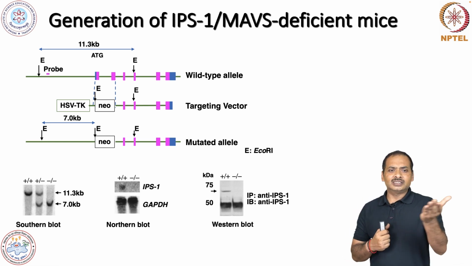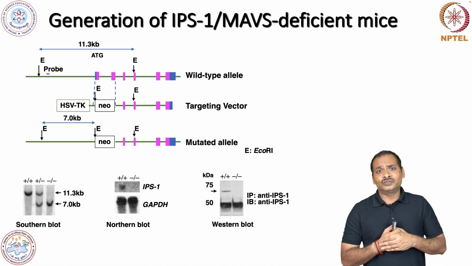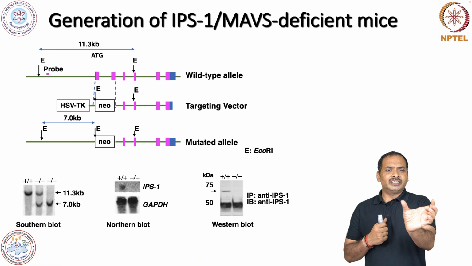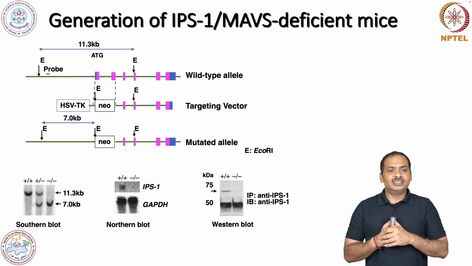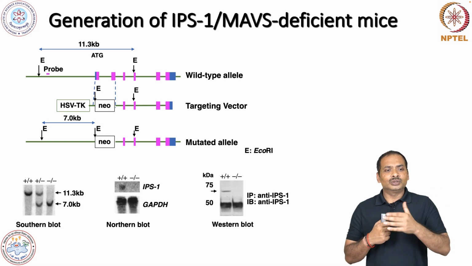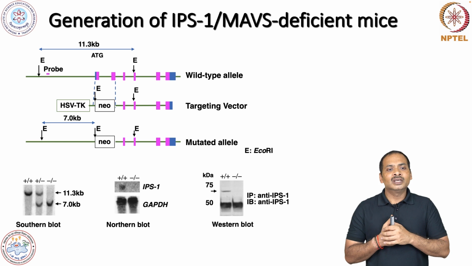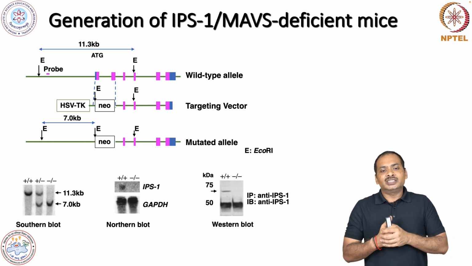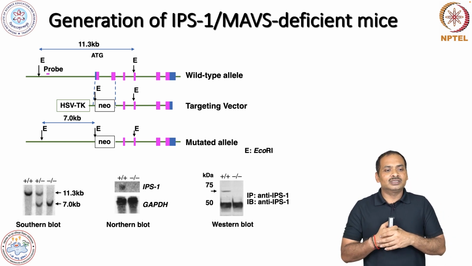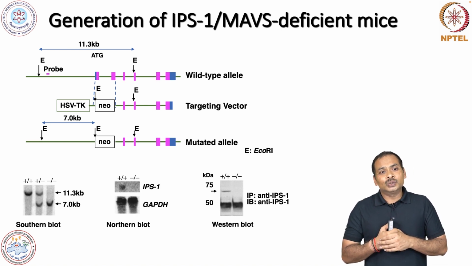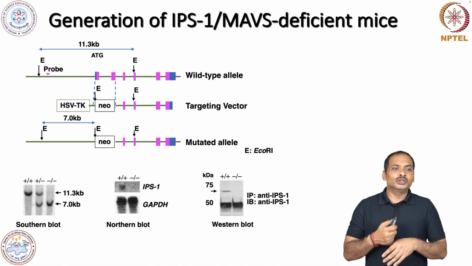Here you can see that this is the genomic location of this gene. We have created this kind of targeting vector, and after doing all the selection and all those things, we got this kind of mutant allele. Okay. And once you get all this in a perfect way, then you have to prove it by Southern blot. Southern blot is basically, so here you can see how we can screen.